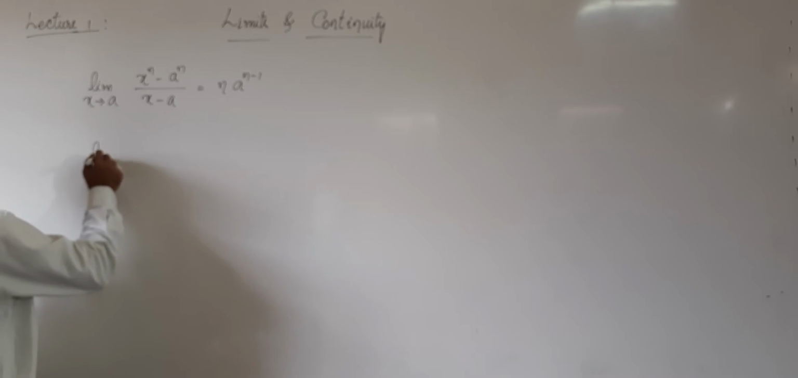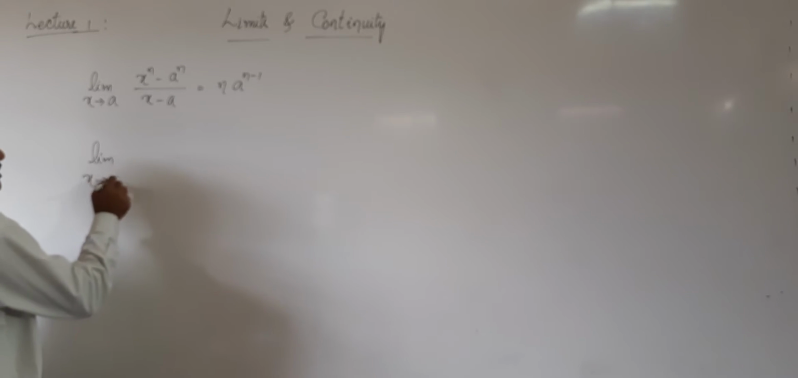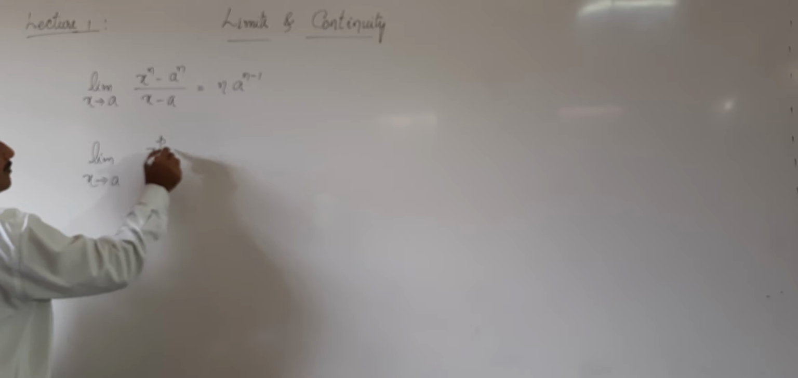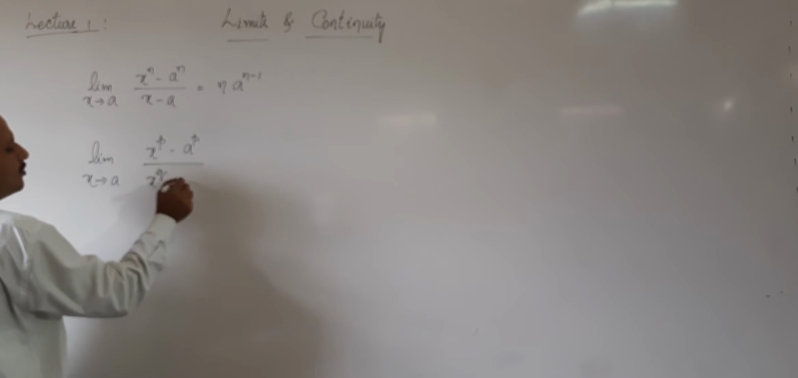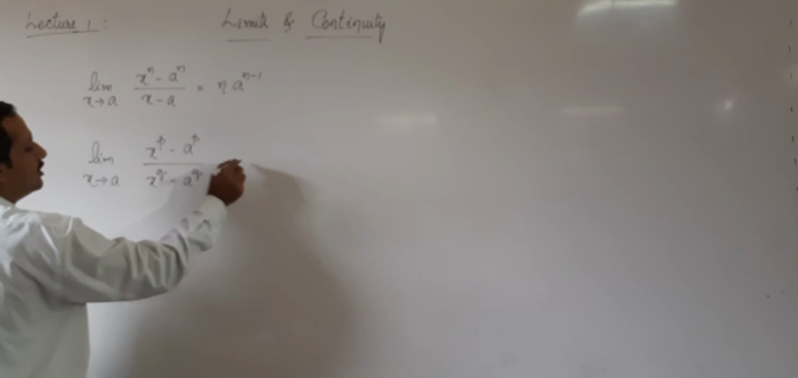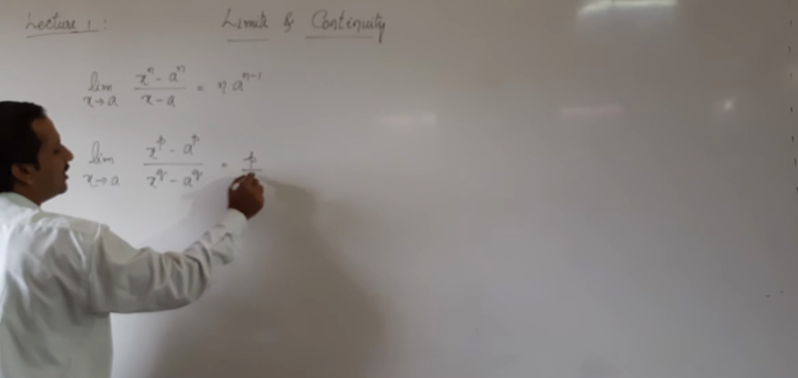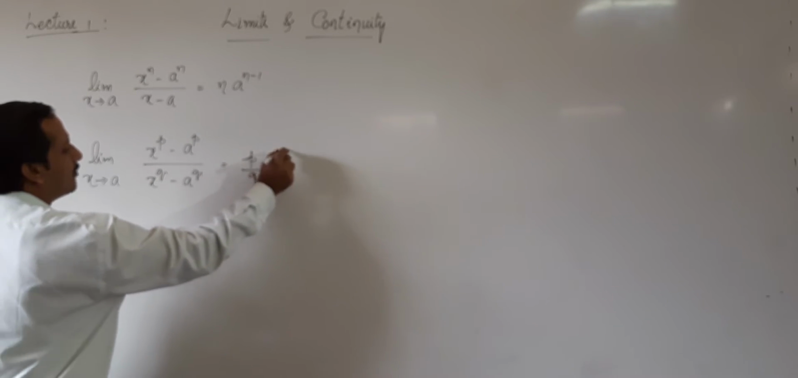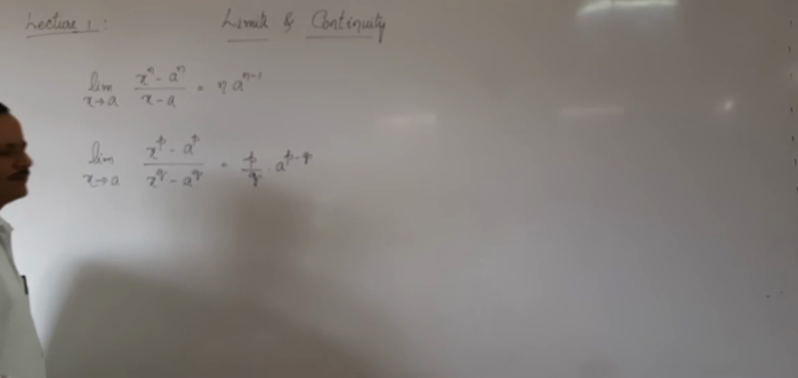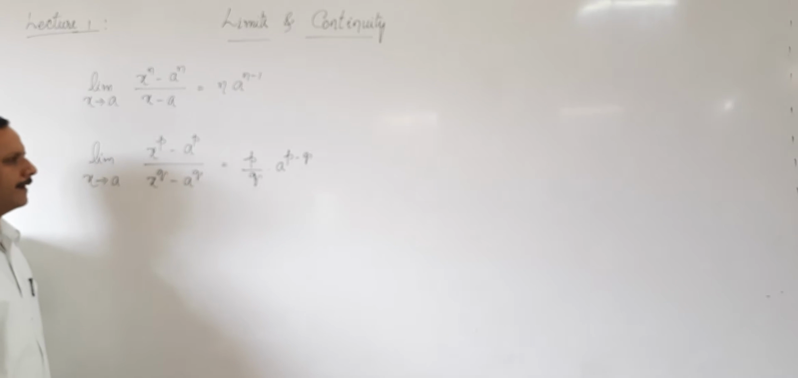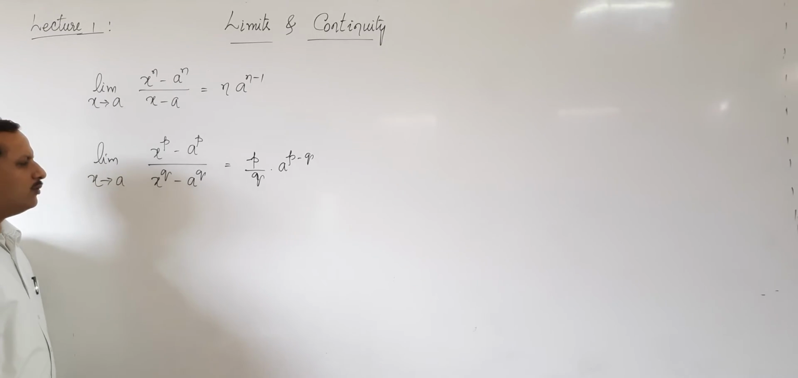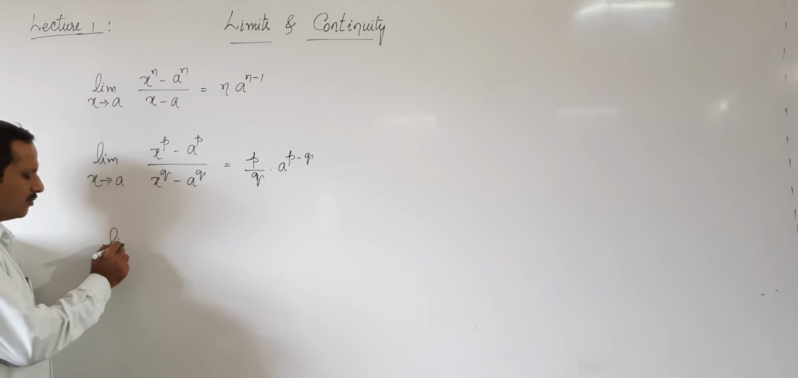From this I can write another formula, that is, the limit as x approaches a of (x^p minus a^p) divided by (x^q minus a^q) is equal to p by q into a to the power p minus q. Okay. This is another formula which you need to remember. How do we get this? Let me derive this formula for you.